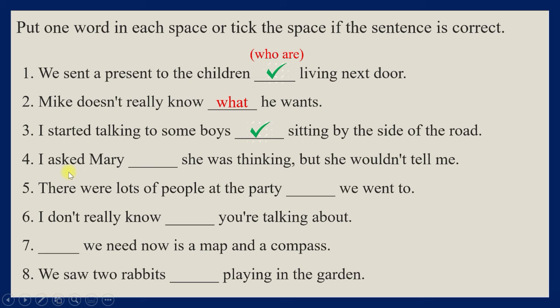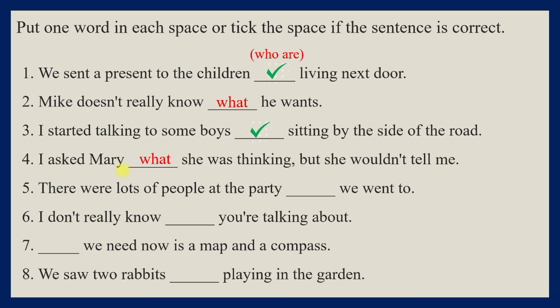4. I asked Mary what she was thinking, but she wouldn't tell me. I asked Mary, remember, this noun is not replacing Mary. This is replacing a hidden noun or a hidden noun phrase. I asked Mary the thing that she was thinking, but she wouldn't tell me.